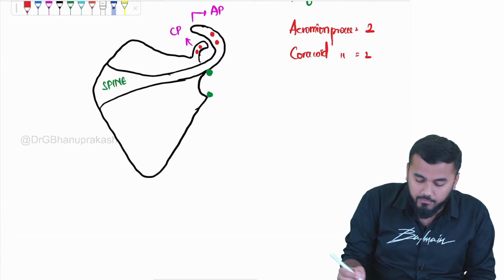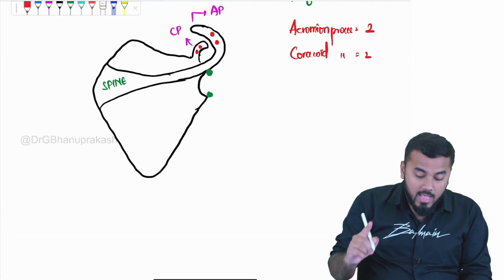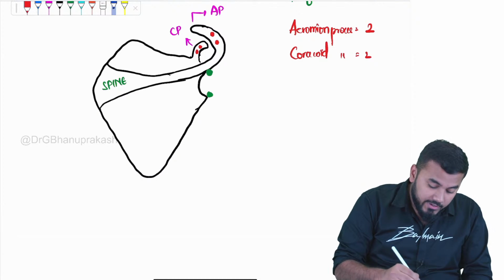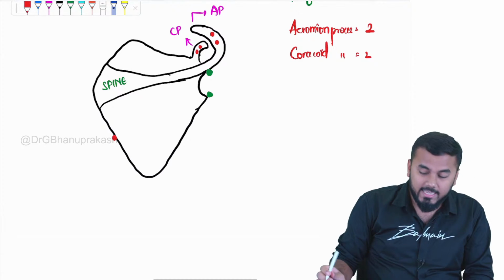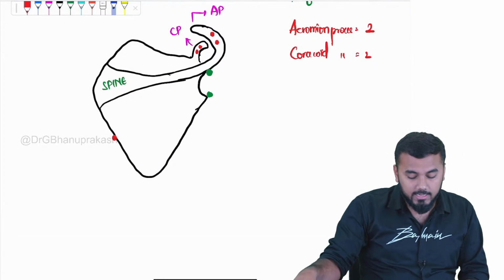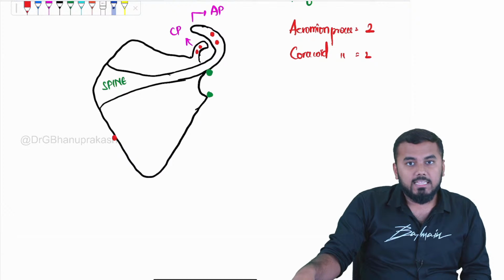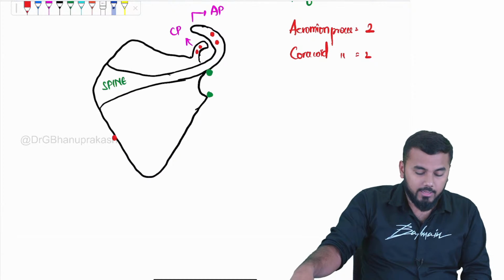Coracoid process also has two ossification centers. I have one ossification center here. Now what is this here? Is this a medial angle or lateral angle? Tell me. Anyone?